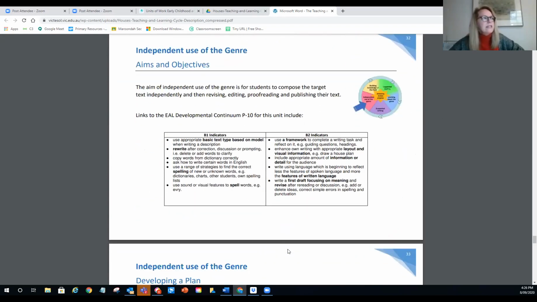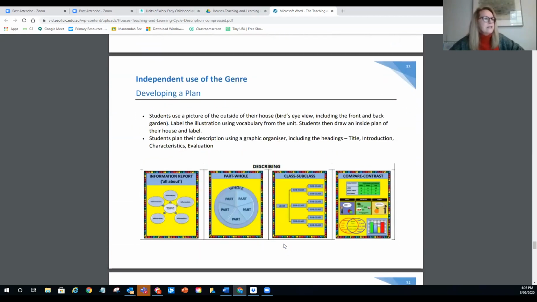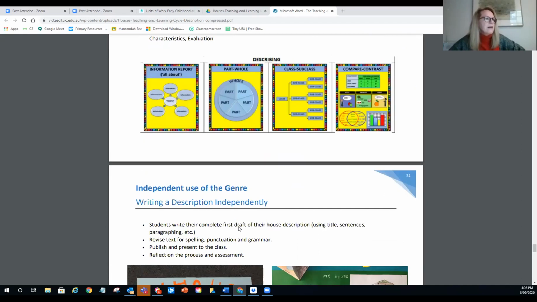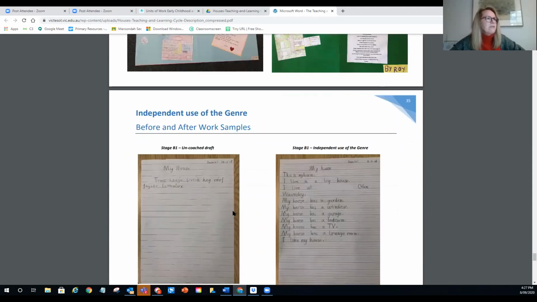And then finally, the independent use of the genre. So now they're writing their own. They develop a plan first. We use this sort of idea of a graphic organizer with the whole house, but breaking it up into inside, outside, and then some specific rooms of the house. So the students were able to build up their description in that way. Their independent writing, my students just love using the computer, typing up their final draft. They had a house plan that they had drawn of their house. So this is now a description of their own house, and they're very proud of that.